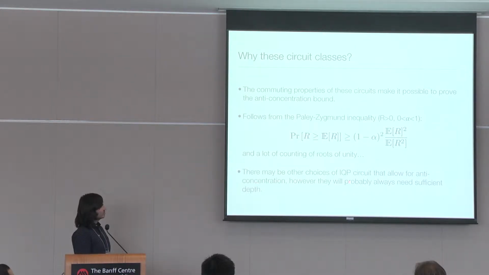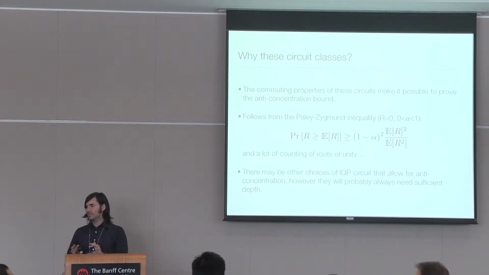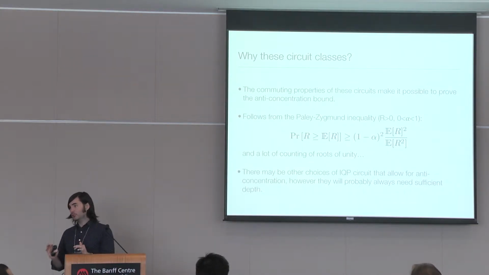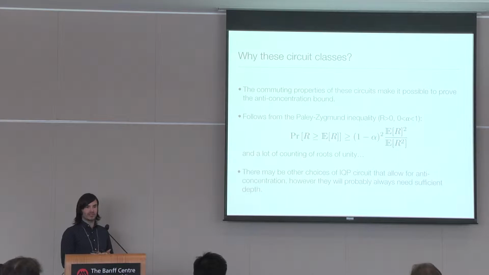There may be other choices of IQP circuit that allow for this sort of anticoncentration, for instance. So computing these things isn't so hard in the case of IQP circuits, but you actually need quite a lot of depth to the circuit. That's something we notice with these techniques. I'm not too sure what a lower bound is, but it worked in the case where you do n squared gates. I'm not so sure it works, say, in the case of order log n gates.